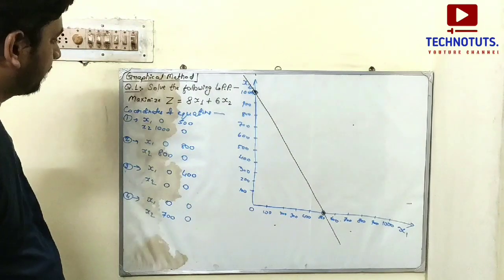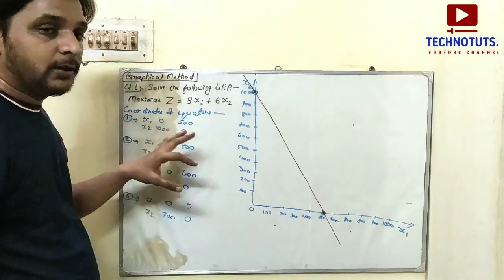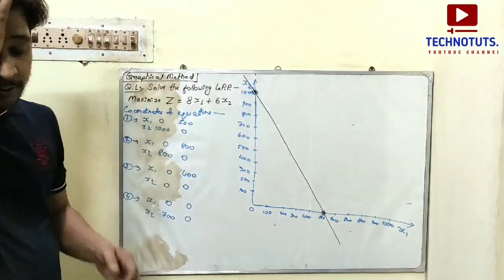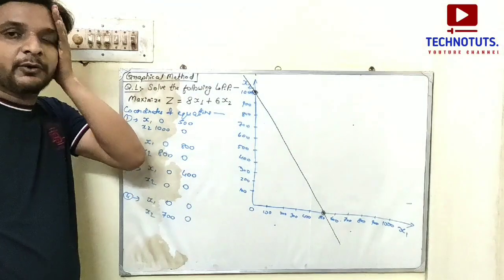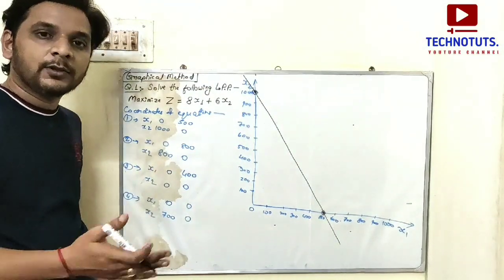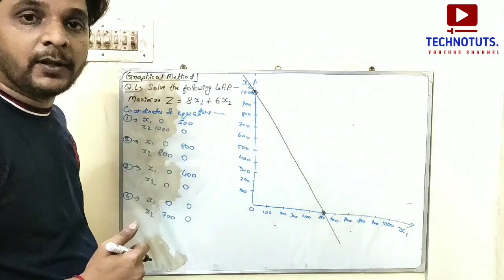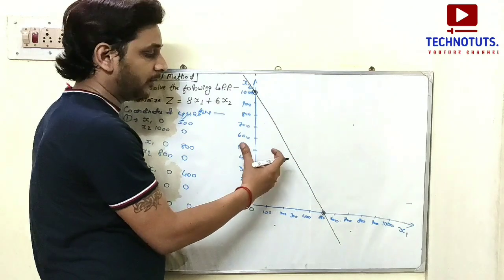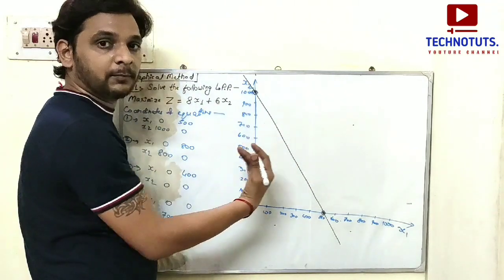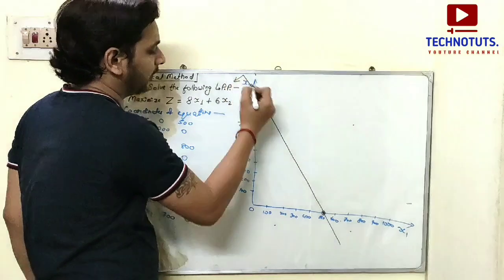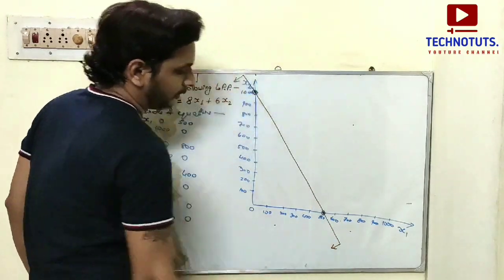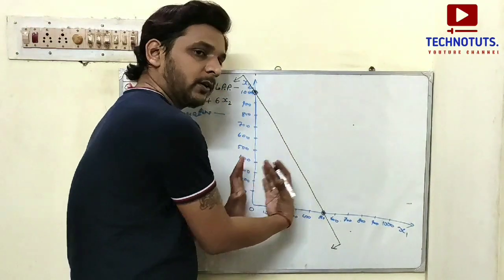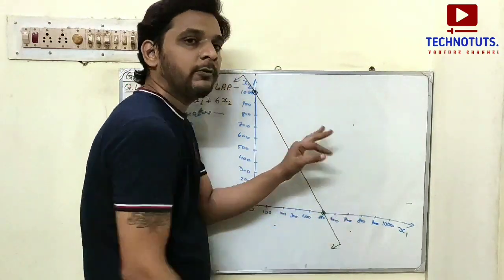Now see in the given problem, what is the sign in equation number 1? Less than or equal to, greater than or equal to, or equal to? The sign is less than or equal to. That means the area that you have to cover in this graph is below this line. We represent it with an arrow. Below this line we have to consider the area; above that line we don't have to consider the area.